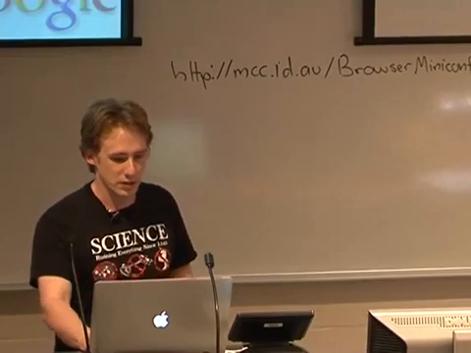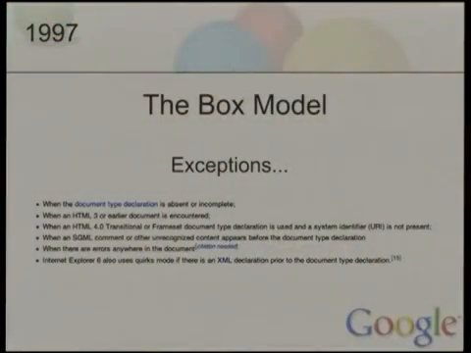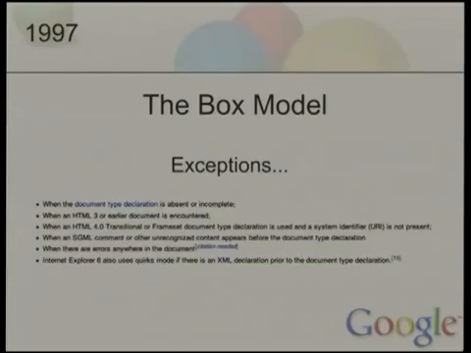The problem is, Quirks mode is kind of hard to figure out when it triggers. So here's a list of exceptions. This is IE6, behaves perfectly. You know, it uses the new and accepted box model, except when any of these 6 things are true. So when you have an incomplete document type declaration, okay, fair enough, that's the thing which is meant to trigger Quirks mode. But also when there are errors anywhere in the document. What an error might mean, I'm not exactly sure, but hey.